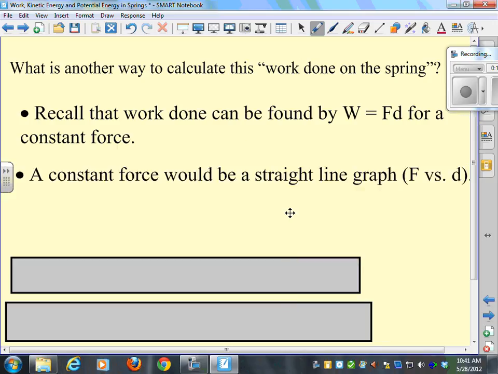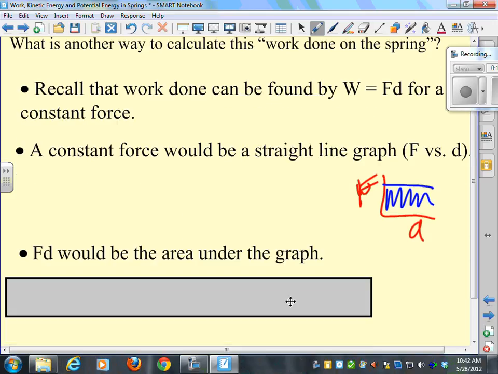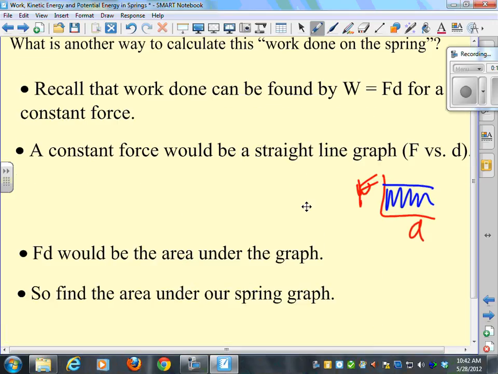We would use W equals FD if it was a constant force, right? A constant force, what kind of graph would a constant force be if it was force and distance? A constant force would be like that, right? And F times D would be the area. Very similar to what we've done in the past. So would that be true for an increasing force? Absolutely.